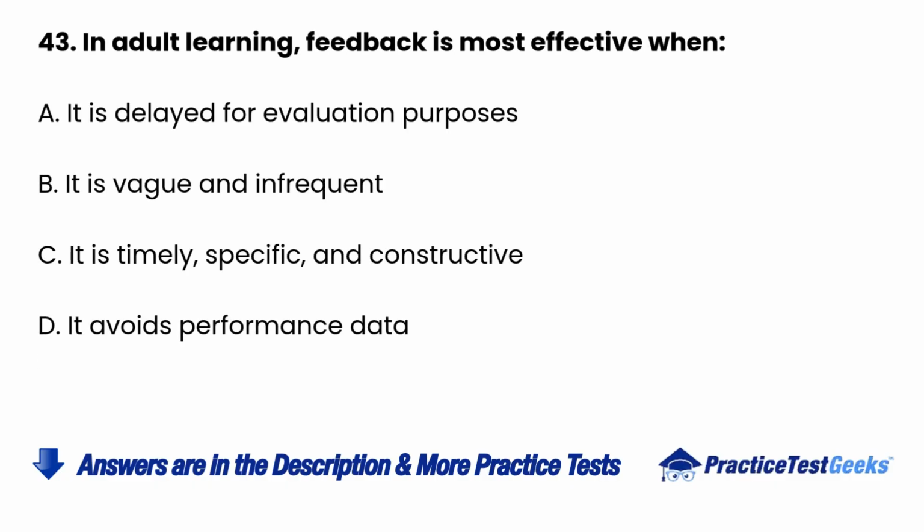43. In adult learning, feedback is most effective when: A. It is delayed for evaluation purposes. B. It is vague and infrequent. C. It is timely, specific, and constructive. D. It avoids performance data.